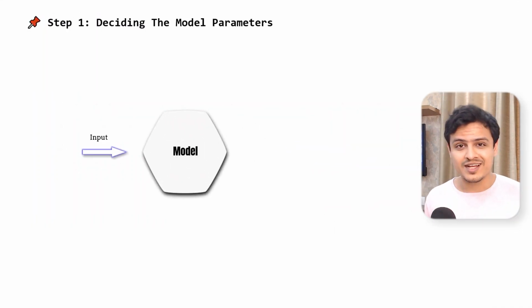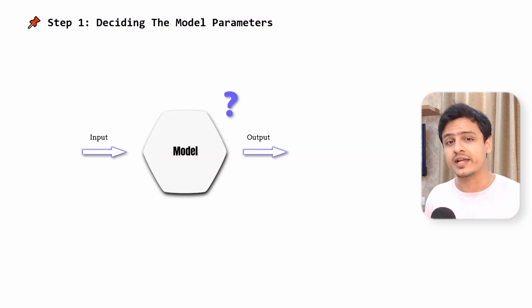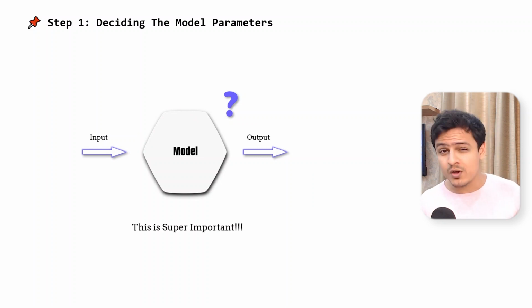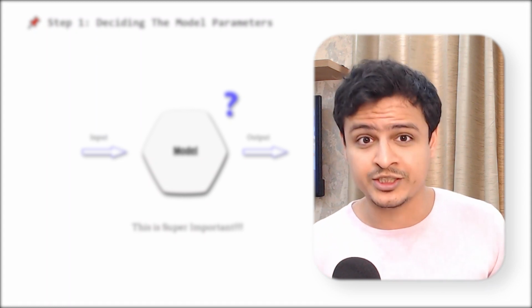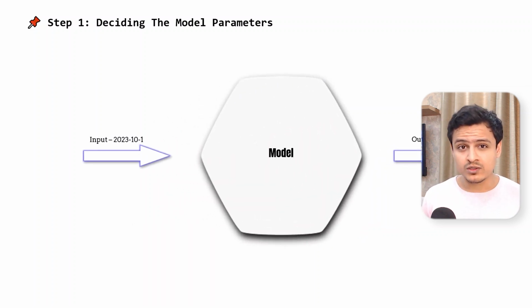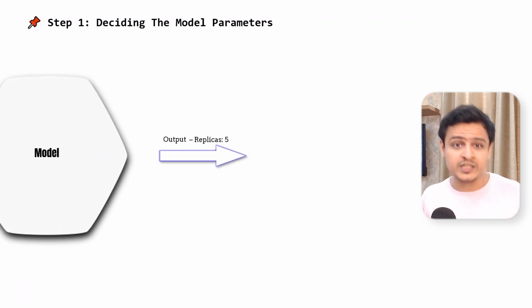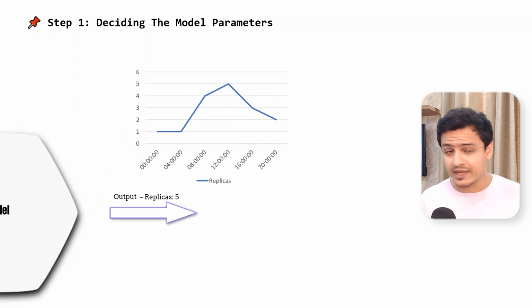Alright, we start by deciding how the input and output parameters of our model should look like. This is by far the most important step. I could have saved hundreds of hours if I had paid more attention here. Let's begin with the output, or what the inference process should look like. I want to be able to provide this model with a particular timestamp. It should then spit out a replica count corresponding to that timestamp. In other words, we want the model to output the replica count as a function of time and that alone.